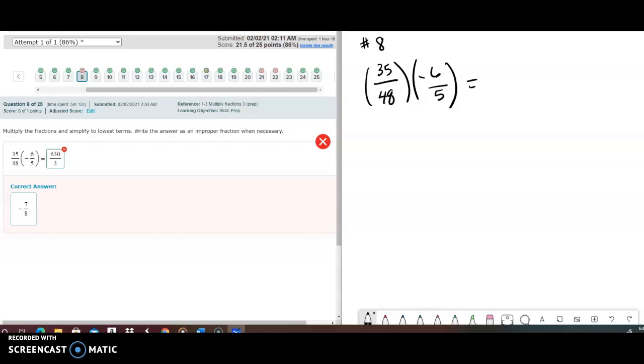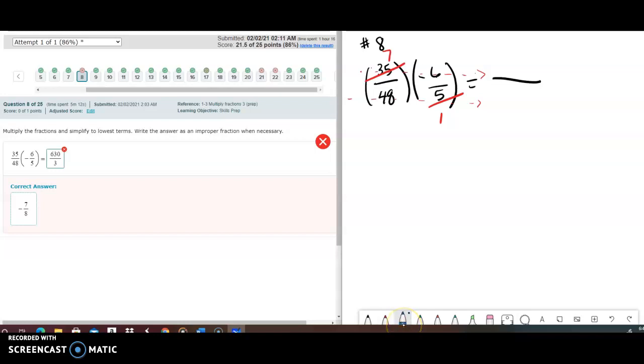So what I can do when I multiply fractions is multiply across the top and multiply across the bottom. I'll come up with a new fraction and then I simplify. So I could do that: 35 times negative 6, 48 times 5. But instead, because I can see that 35 and 5 have a common factor that will divide out, that common factor is 5. So I can divide that out, and that'll give me 7 times negative 6 and 48 times 1.